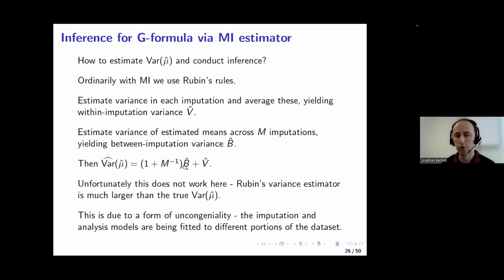Unfortunately, if you apply this formula to this G-formula imputation approach that I've just described, it doesn't work. The variance estimator here gives a much larger value than the true repeated sampling variance of the point estimator. And this bias in Rubin's variance estimator is due to a form of so-called uncongeniality. And in this particular case, it's that the imputation model and the analysis model are being fitted to different portions of this augmented data set. So there's various assumptions underlying the justification for Rubin's variance formula, and essentially those conditions don't hold in this particular example.